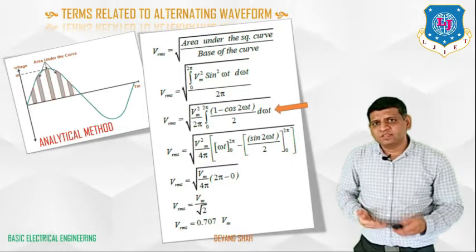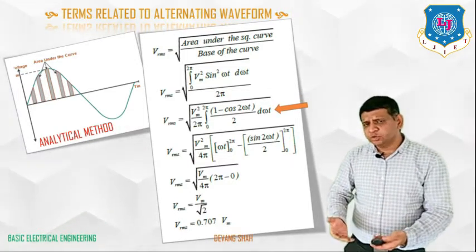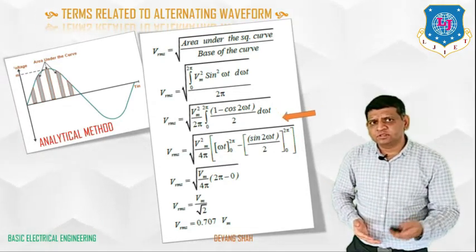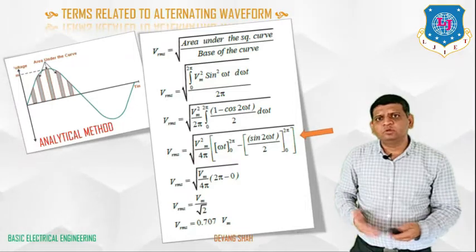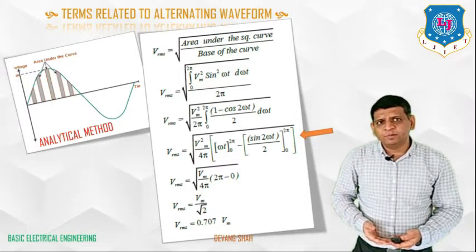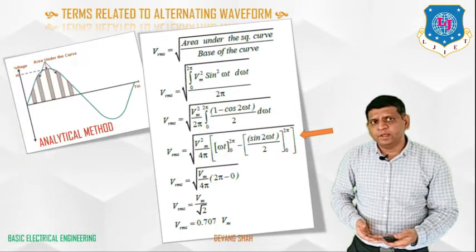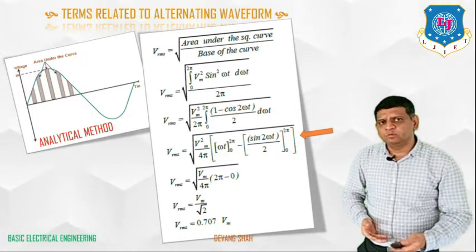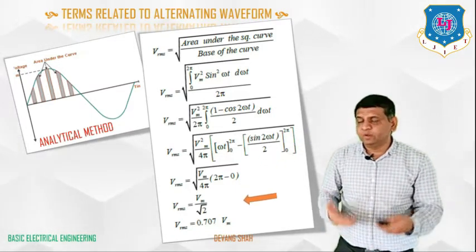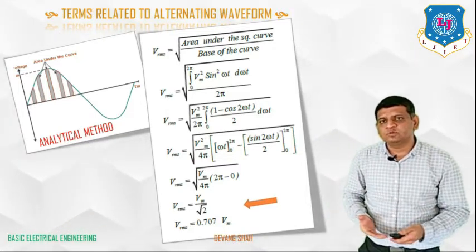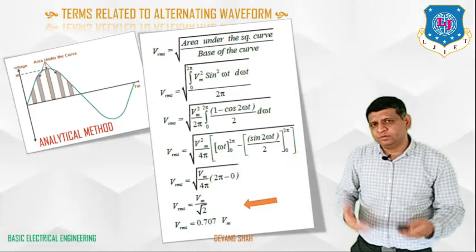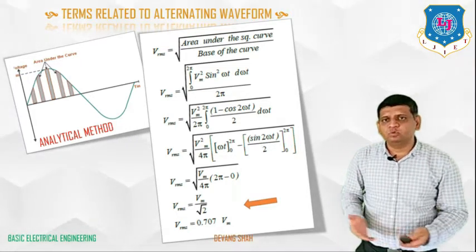Now sine square omega t, in trigonometry, is equal to (1 minus cos 2 omega t) divided by 2. Taking the integration of this term, you will find V RMS is equal to the square root of Vm square divided by 4 pi, with omega t from 0 to 2 pi and sine 2 omega t divided by 2 from 0 to 2 pi. This is the limit. So finally V RMS is equal to the square root of Vm square by 4 pi into (2 pi minus 0). The final equation is V RMS equal to Vm by root 2.